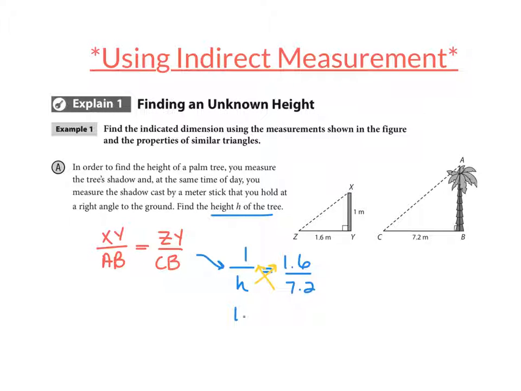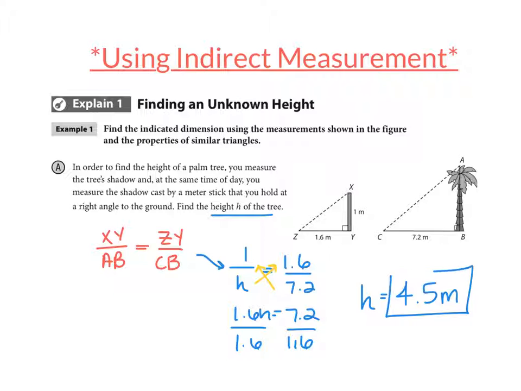So that's going to give me 1.6H equals 7.2, and then divide. All right, and here I'm getting that the height of the tree is 4.5 meters. So just by knowing those things, we could figure out that the height of this palm tree is 4.5 meters.